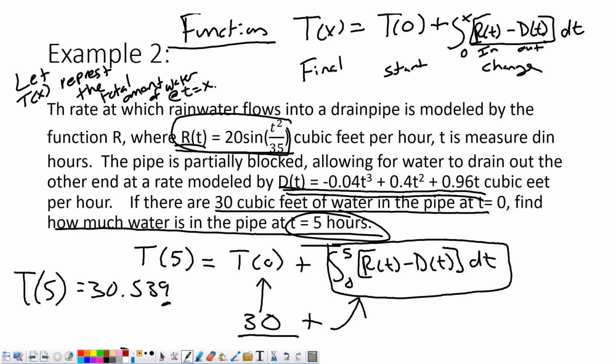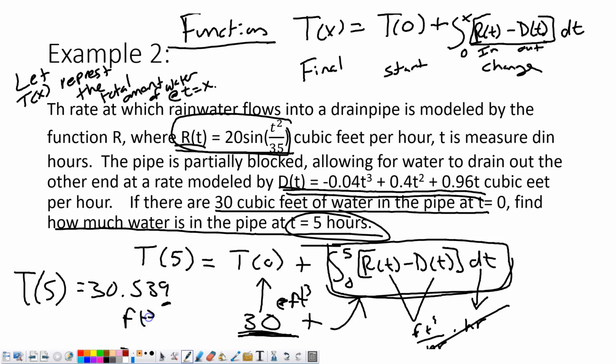So now let's get our units right. This is 30 what? That's cubic feet of water. So we'll put feet cubed, right? What about this? What are the units for this? Well, both of these are what? R and D are both what? Those are cubic feet per hour. And we're multiplying that by what? Hours, and therefore it's also just cubic feet. So we're taking cubic feet, we're adding it to cubic feet. So what's my final answer? Cubic feet of water.